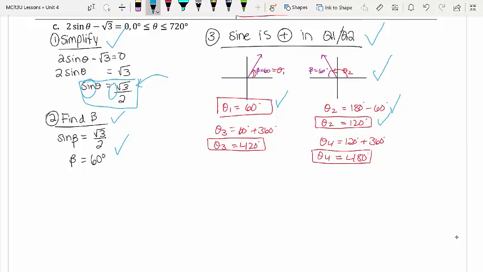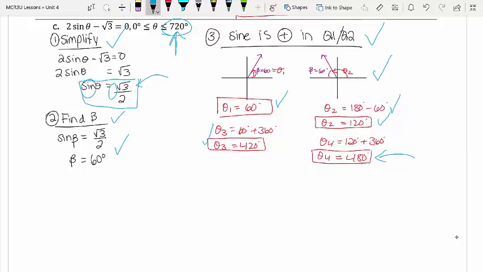Now, because our domain goes up to positive 720 degrees, we want to investigate to see if we can find more values of theta. And we're going to do that by adding 360 to our original 2 values of theta. So that's what I did here. When I add 360, I get 420, which is still within that domain. And then I add 360 to my theta 2, and I get 480, and that's still within the domain.